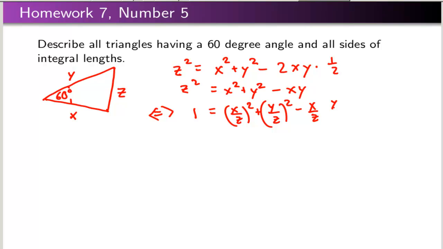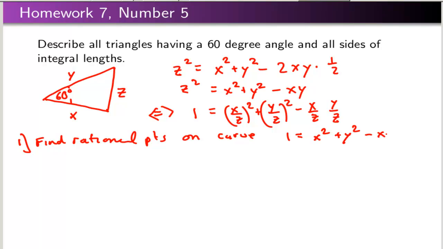Like this. And so step one is we want to find the rational points on the curve 1 equals x squared plus y squared minus xy. So step one, and then after we find those rational points, we'll proceed like we did in the previous problem. Okay, so what are some rational points on this curve right here?